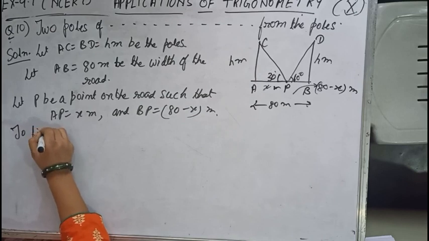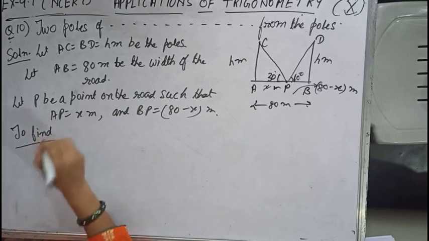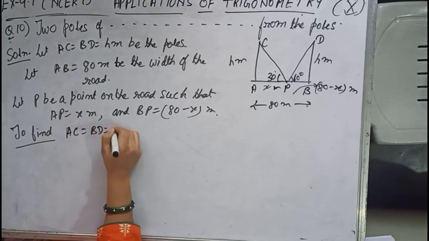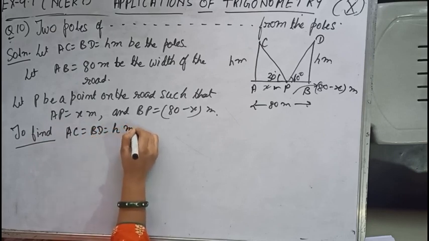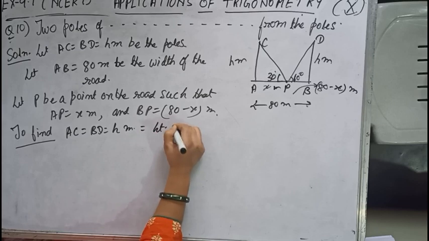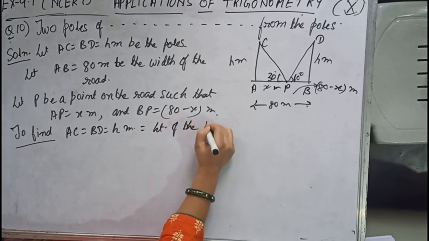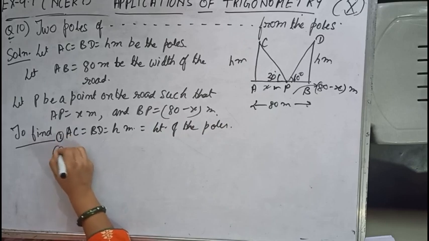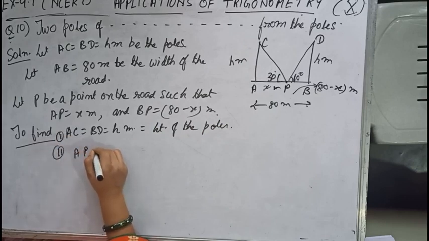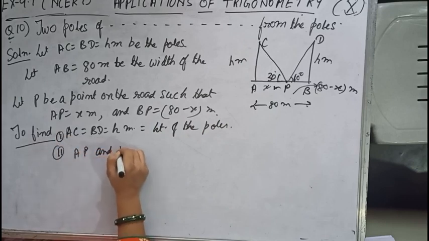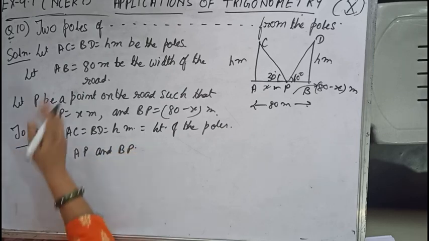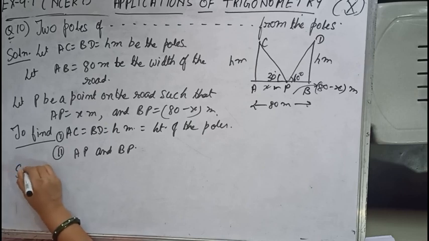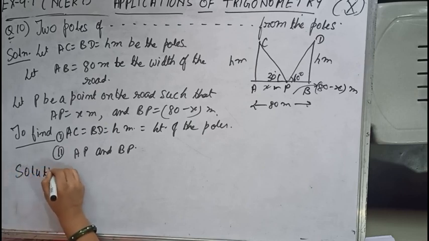Now to find, number 1, AC equals BD equals h, the height of the poles, and number 2, AP and BP. More than half of the board it takes in writing the introduction. Now the solution part.